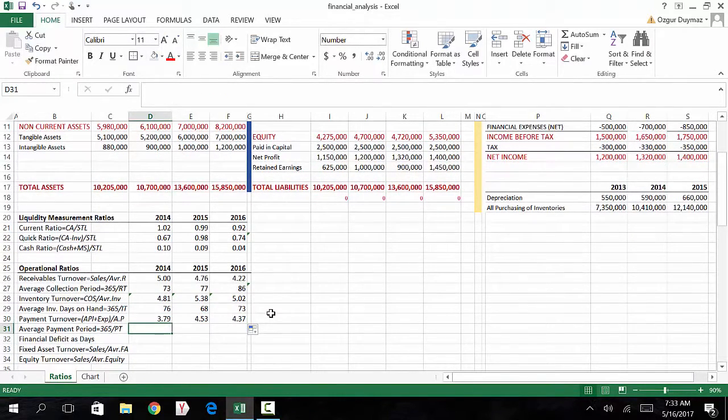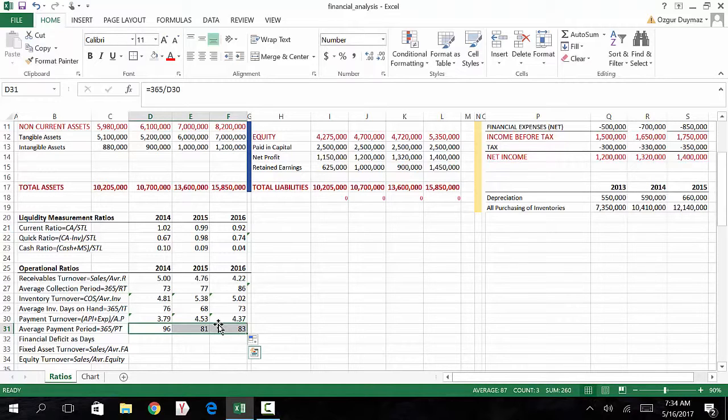And average payment period is 365 days divided by payment turnover ratio. If you look at that, it's declining, while average collection period is increasing, average payment period is declining. Do you think it's a good thing for the company or a bad situation?